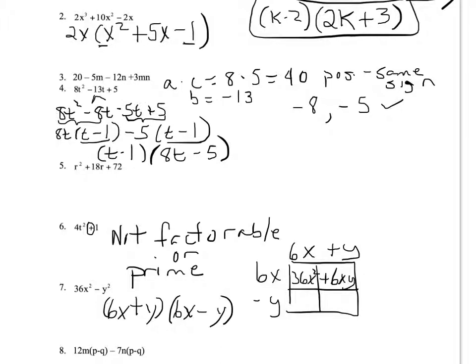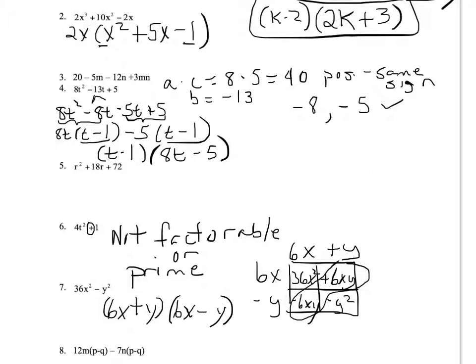6x times negative y is a minus 6xy, and that goes in the bottom left. And a negative y times a positive y is a negative y squared, and that goes in the bottom right. Now, what happens when I try to combine like terms? I have a positive 6xy plus a negative 6xy. They're going to cancel out. That's how this is a difference of squares.